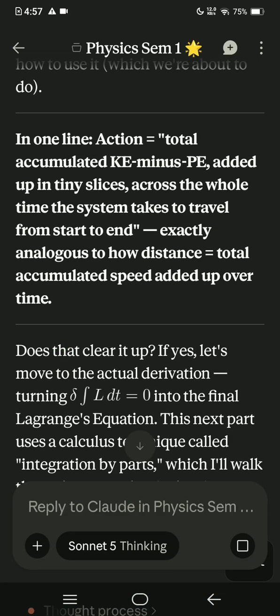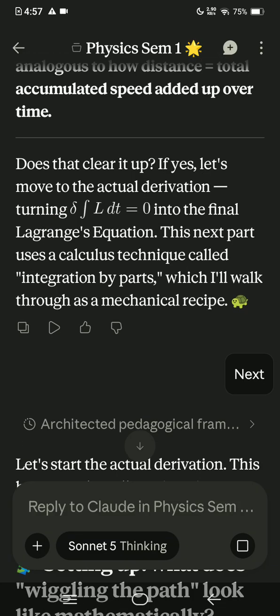In one line, action equals total accumulated k minus p added up in tiny slices across the whole time the system takes to travel from start to end, exactly analogous to how distance equals total accumulated speed added up over time. Does that make it clear? If yes, let's move to the actual derivation, turning this into the final Lagrange's equation.